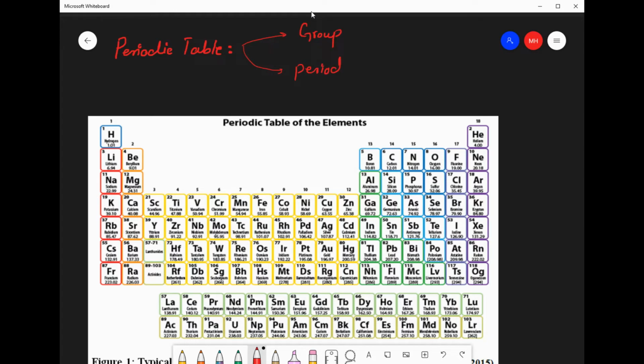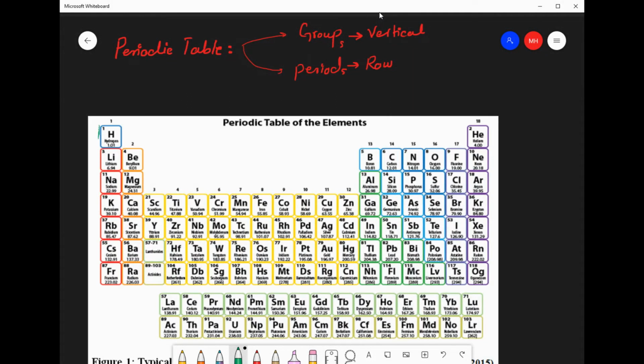Now, what are groups and what are periods? Groups are the vertical lines present here, and periods are the rows or horizontal lines. What I mean by that, see here carefully. First of all, how many periods and how many groups do we have? Let's count. First of all, I will talk about periods. The periods are the rows.